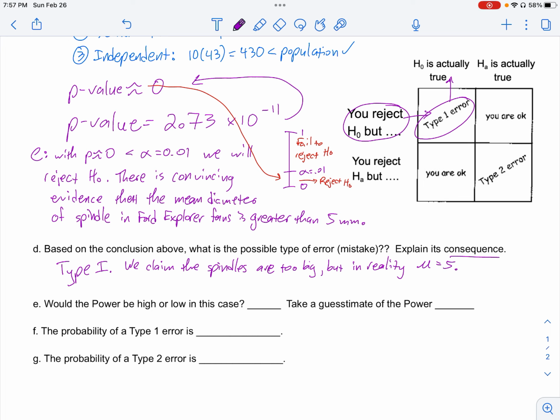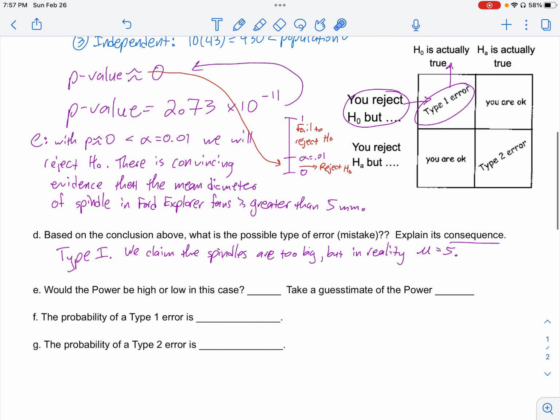Think practically, what is this? This would be a problem for Ford. Somebody would do this experiment, this research. They'd tell Ford, your spindles are too big. Ford would say, uh-oh, and they'd maybe change their production line and go through a lot of time and money to fix it, and it doesn't even need to be fixed. So that would be a bad thing.